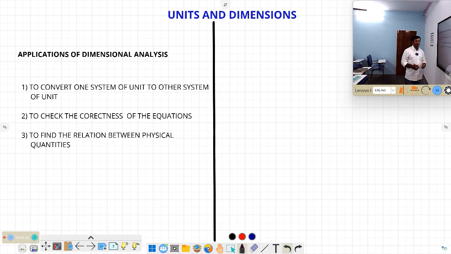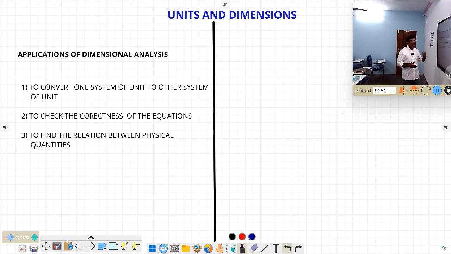We have many types of physics equations, and we can check which is correct and which is wrong. We can verify that using the second application. And the third one is to find the relation between physical quantities. That means if you don't know the formula for a particular physical quantity, you can find the formula using this. You can find the relation between the physical quantities here.